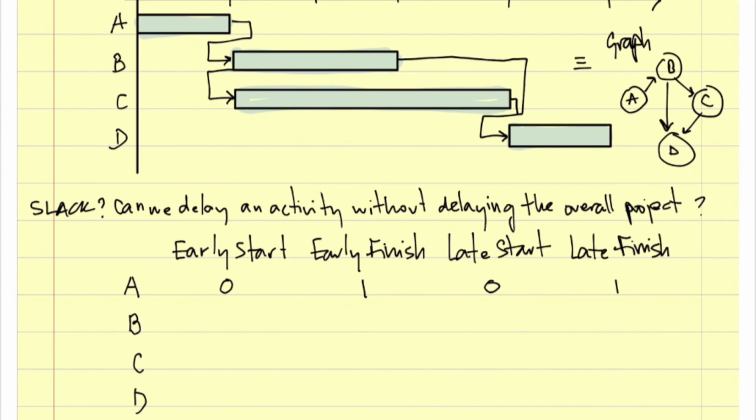What is the early start for B? Because B needs to start after A. What is the earliest start for B?